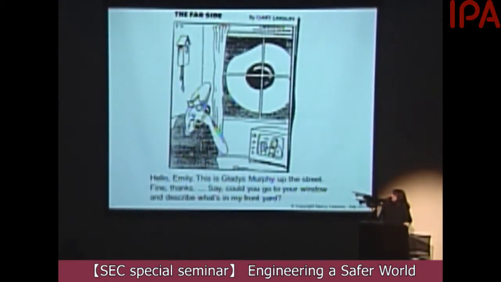This cartoon, it says, in case you can't read it and make it slower for the translators, "Hello, Emily. This is Gladys Murphy up the street. Fine, thanks. Say, could you go to your window and describe what's in my front yard?"